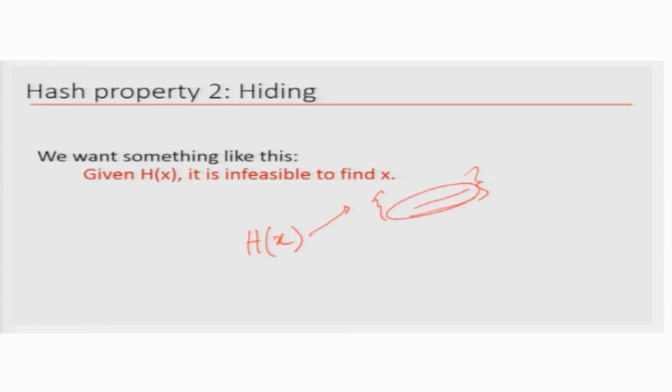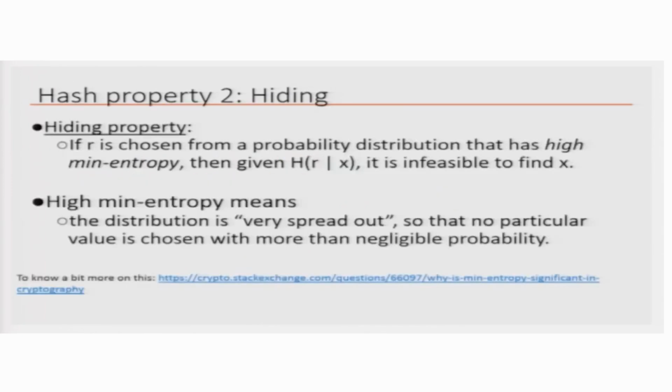If this number is very large, like 2 to the 256 or 2 to the 512, then it is difficult, and those hash functions are workable. So, the hiding property is more formally defined as follows. If you have a random number R chosen from a distribution with high min-entropy, then given the concatenation of R with x, it is infeasible to find x.